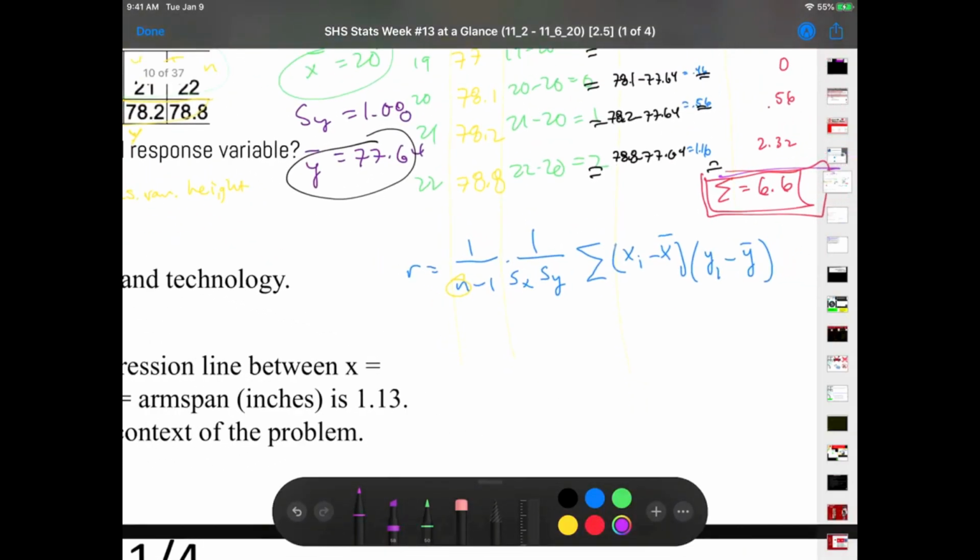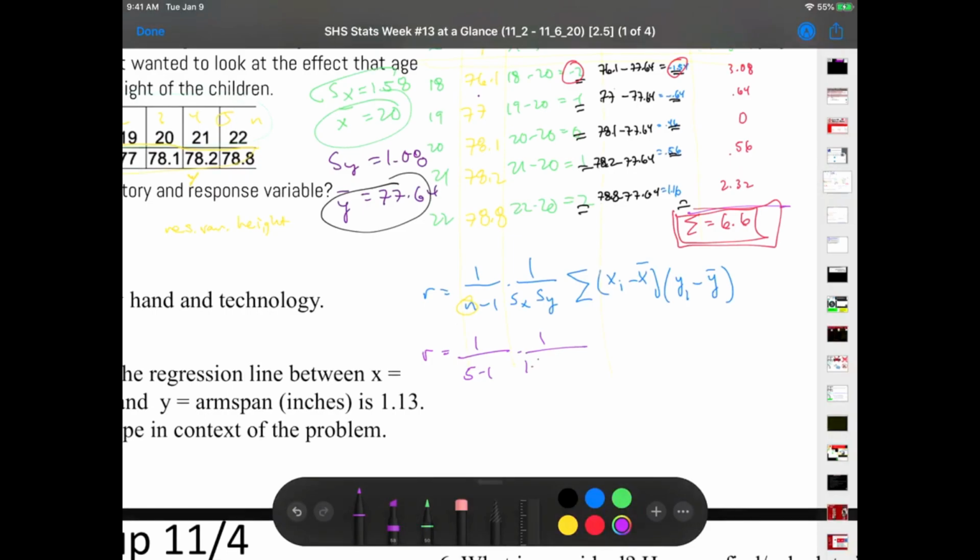Alright, let's just substitute all this in now. So r equals 1 over 5 minus 1, times 1 over the standard deviation of x, which is 1.58, looking up here, times sy, 1.08, times our summation, which was 6.6. I can put it on my calculator to show you.